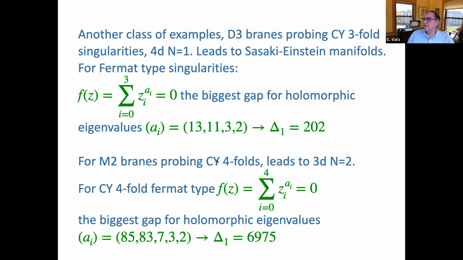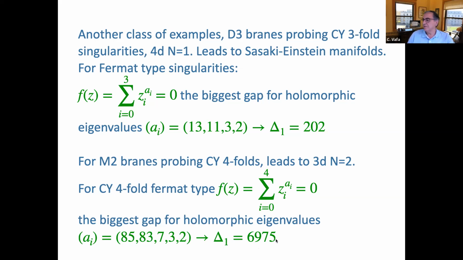For M2 branes probing Calabi-Yau fourfolds, this leads to 3D N=2 theories. For example, if you consider Calabi-Yau fourfolds given by hypersurface singularities of Fermat type, the sum of Z_i to the power of A_i equals 0, it turns out that the biggest gap for holomorphic eigenvalues is achieved by the exponents 85, 83, 7, 3, and 2.